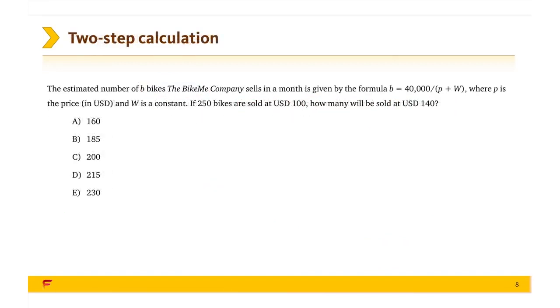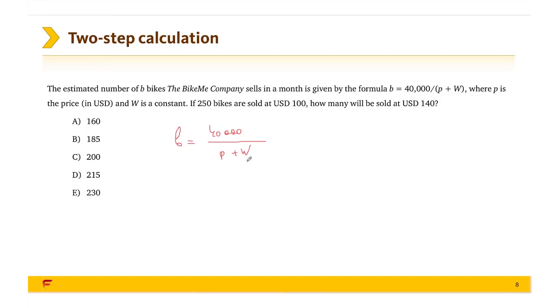Two-step calculation. Two-step calculation means just that we need to perform two steps in order to solve the problem, right? We cannot solve it by building one equation. Or rather, by building one equation, we'll be losing more time than by doing it by steps. And the steps are quite simple, by the way. You have this equation here, the number of bikes sold in a given month.